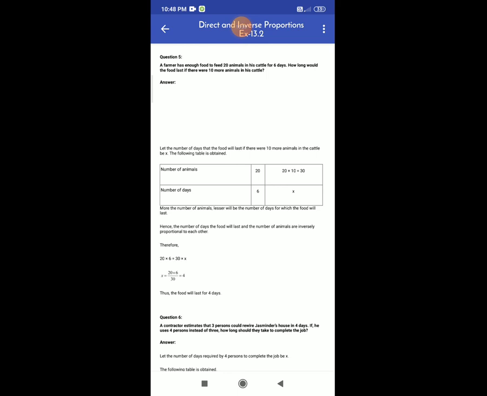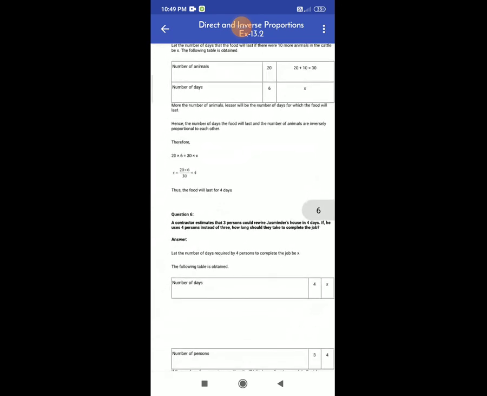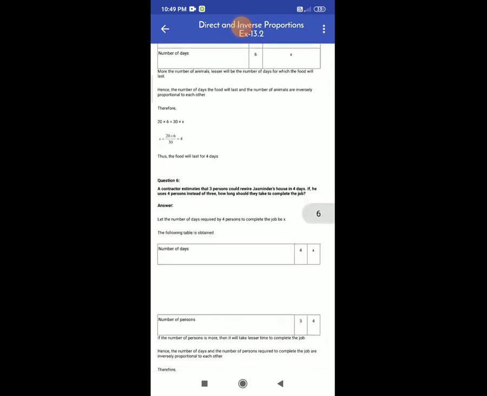The more the number of animals, the lesser will be the number of days for which the food will last. Hence, the number of days the food will last and the number of animals are inversely proportional to each other, and therefore 20 multiplied by 6 equals 30 multiplied by x. Therefore, x is equal to 20 multiplied by 6 by 30, which equals 4, and thus the food will last for 4 days.